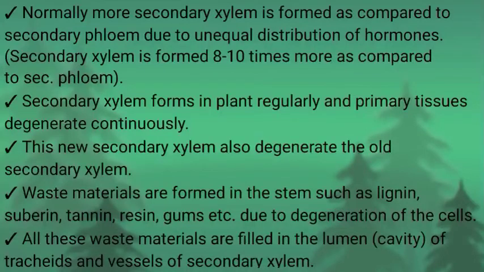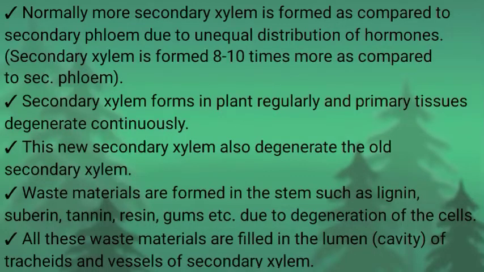Normally, more secondary xylem is formed as compared to secondary phloem. Due to this unequal distribution caused by hormones, secondary xylem is formed 8 to 10 times more than secondary phloem. Secondary xylem forms in plants regularly and primary tissues degenerate or are crushed continuously. The new secondary xylem also degenerates the old secondary xylem.